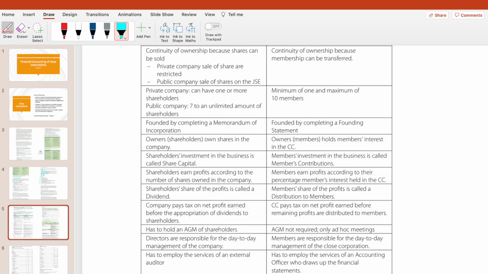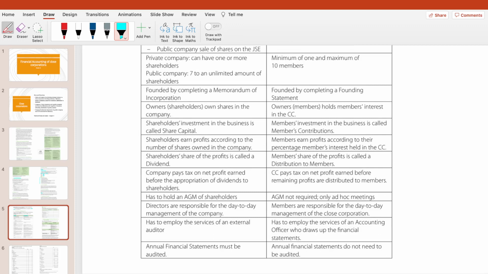Shareholders earn profit according to the number of shares that they own in a company. In a closed corporation, the members earn profits according to the percentage of membership interest held in the CC. And if you can, go at your own pace also through the similarities as well as differences that can be seen in this table here.